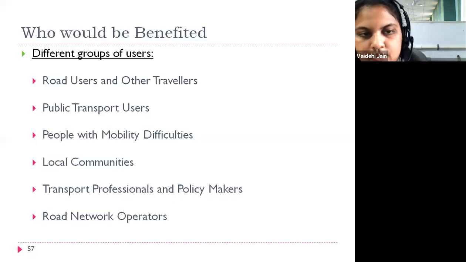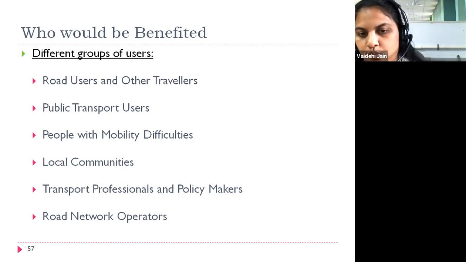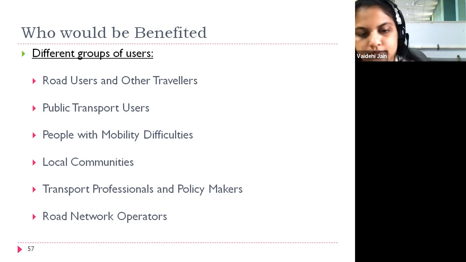So the benefits of ITS can be for the road users, the public transport users, the travelers, local communities, the operators, whoever is connected with the transportation system will be benefited if we can implement the intelligent transport system effectively by connecting all such modes which we have learned.